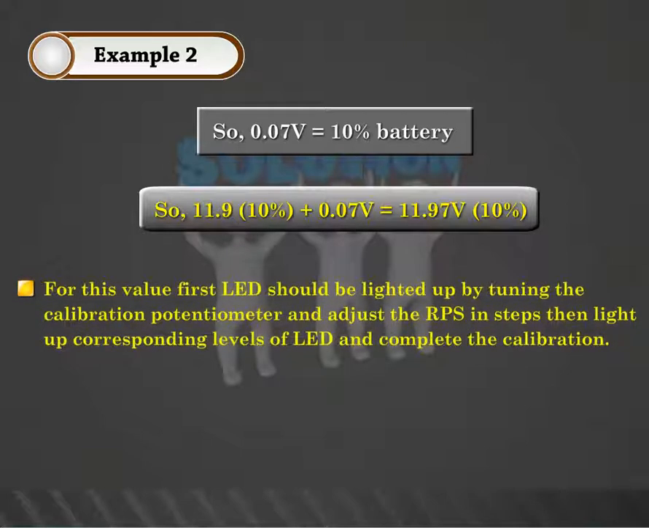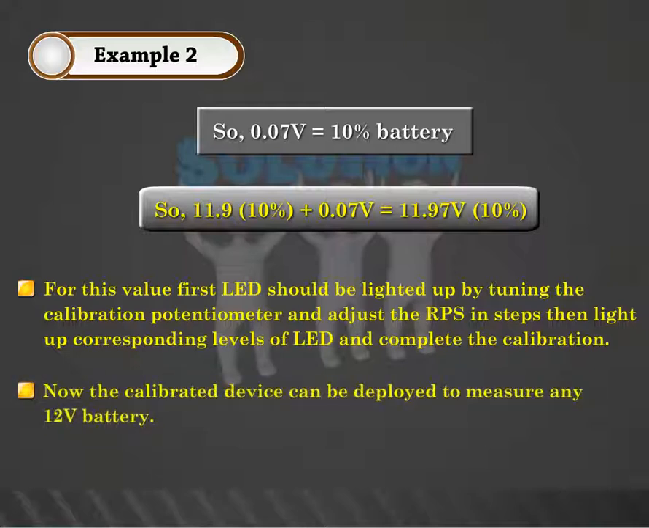For this value, the first LED should be lighted up by tuning the calibration potentiometer, and adjust the RPS in steps, then light up corresponding levels of LED and complete the calibration. Now, the calibrated device can be deployed to measure any 12 volt battery.